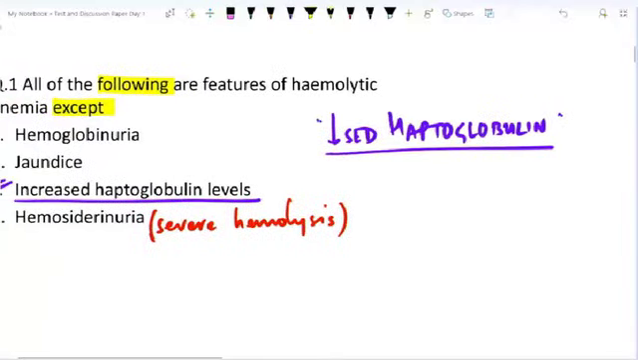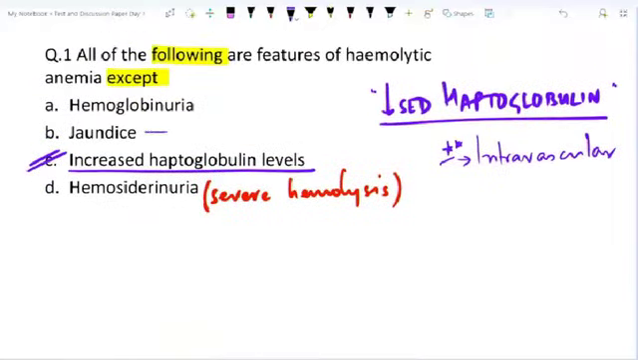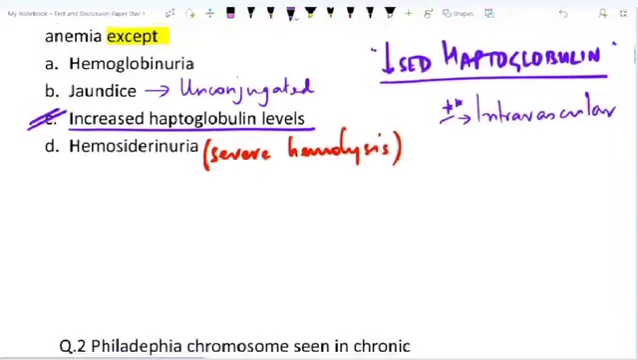Now, characteristically, we see it in intravascular hemolysis, but of course we can also see it in extravascular. You have to pick one answer, and the option is intravascular hemolysis. I hope the rest of it is clear. The jaundice is going to be unconjugated, and hemoglobinemia plus hemoglobinuria can be seen.